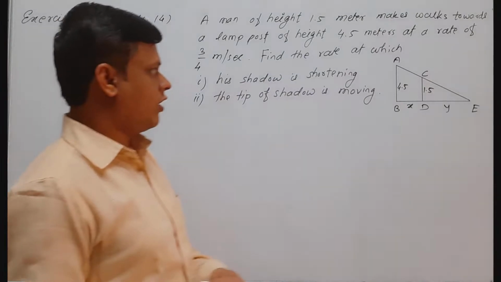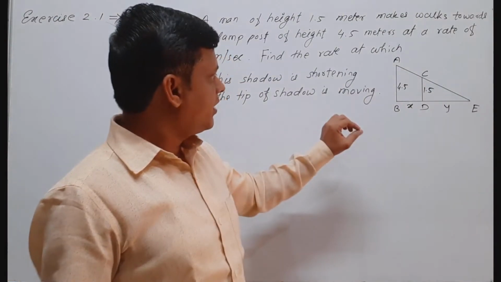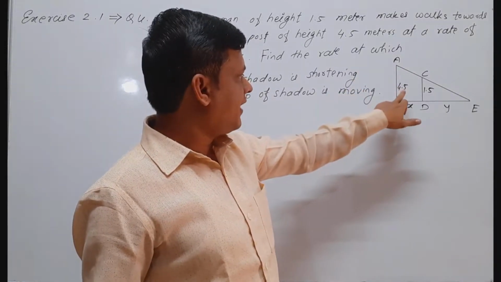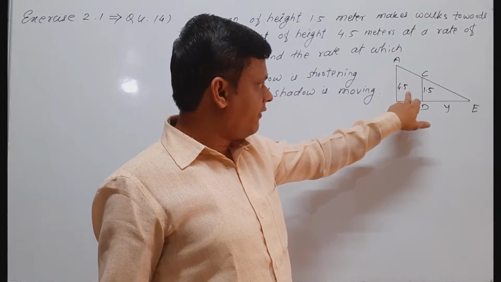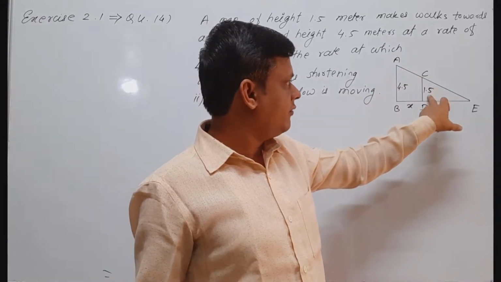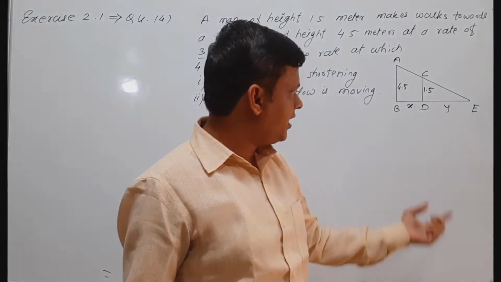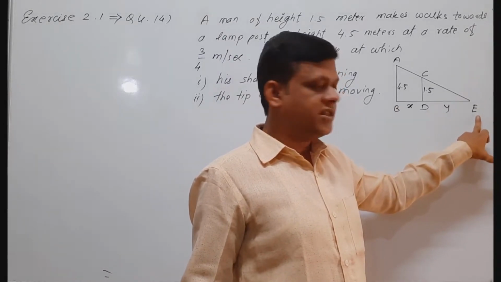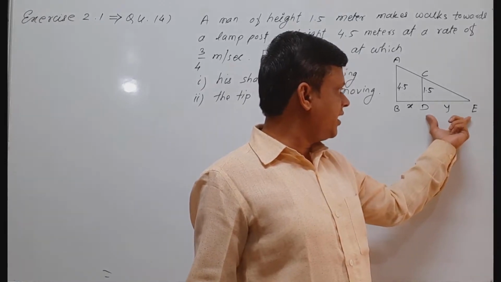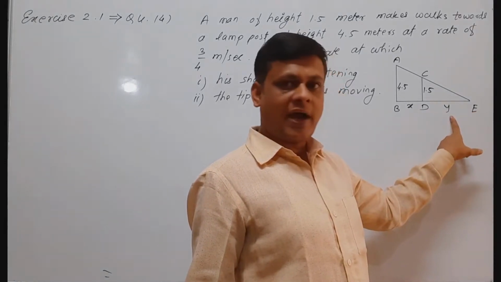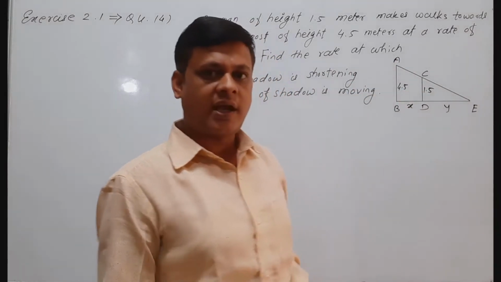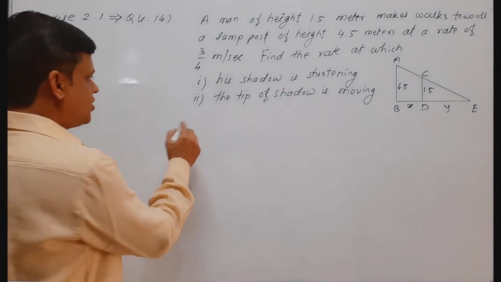So here we draw a rough sketch. We consider here AB as the lamp post of length 4.5 meter, CD as a man of length 1.5 meter, and here this E is the tip of the shadow. So we consider here the length of the shadow as Y and the distance between lamp post and man is X. So write in solution.